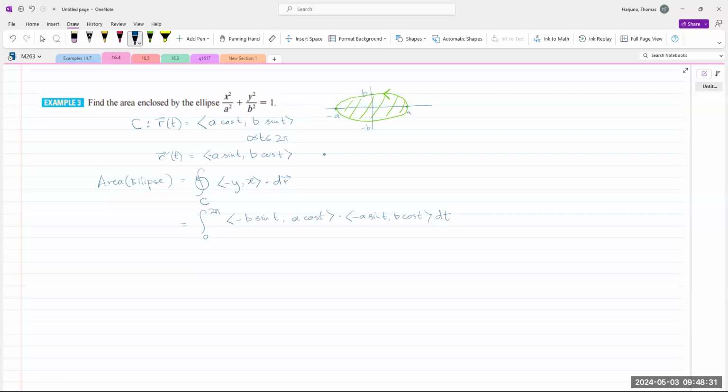Okay, and that's the integral from 0 to 2 pi of ab sine squared t plus ab cosine squared t. You see how nice it is, right? They end up being just ab. The integral from 0 to 2 pi of ab dt. Of course, this is ab times 2 pi.